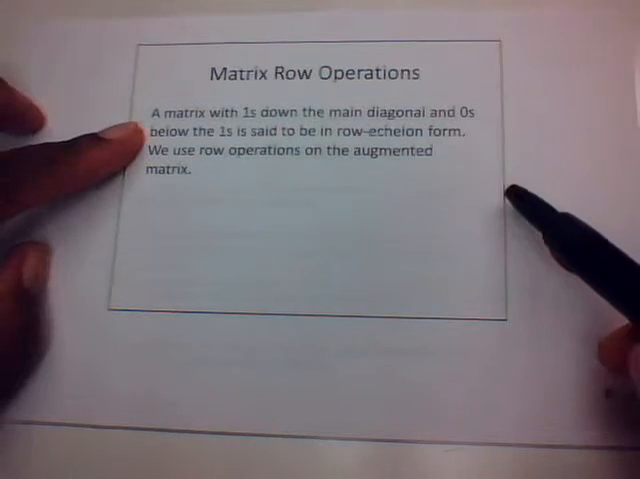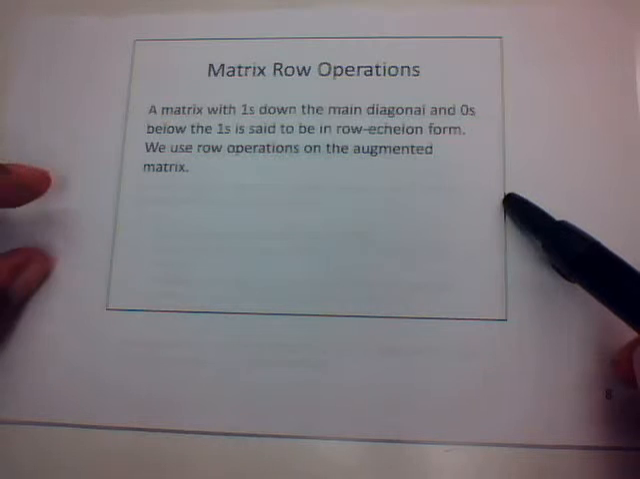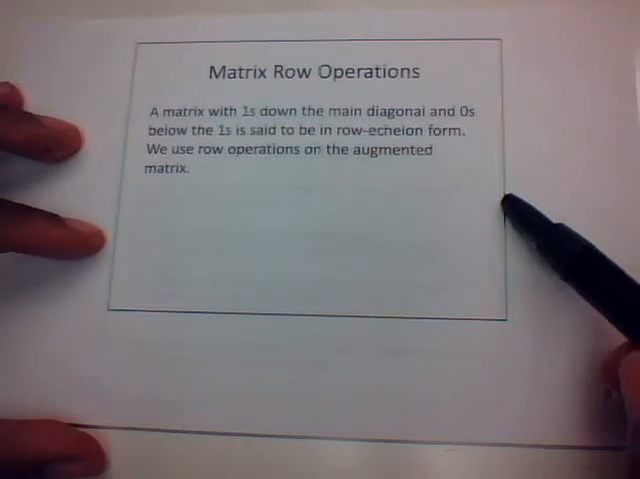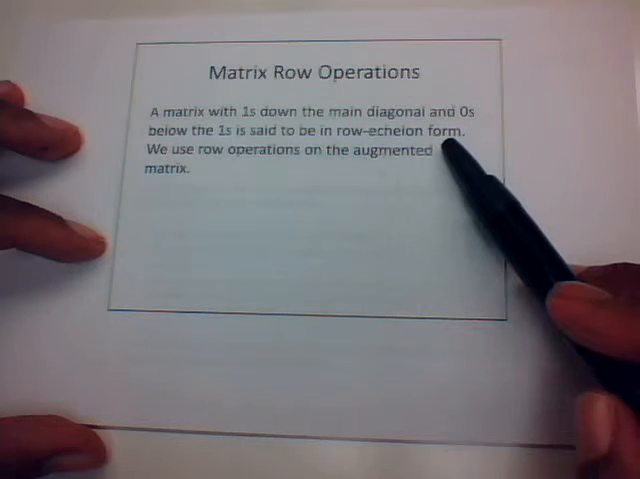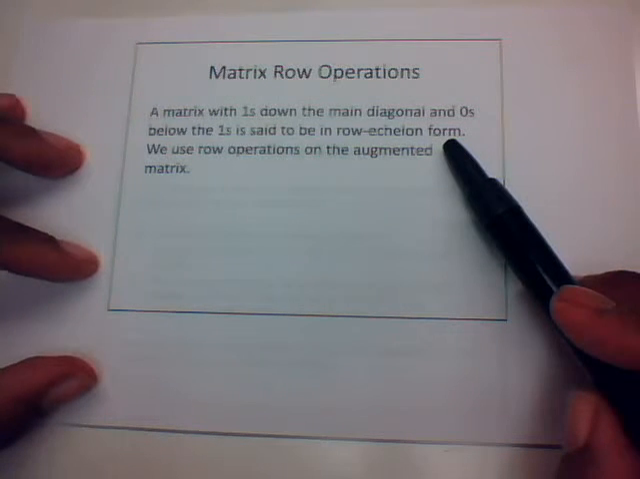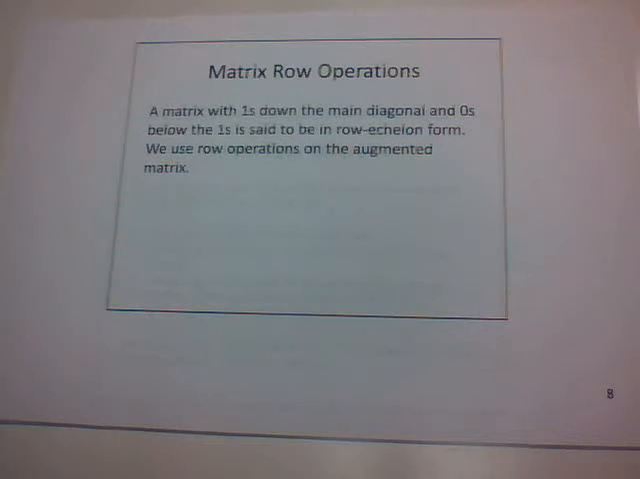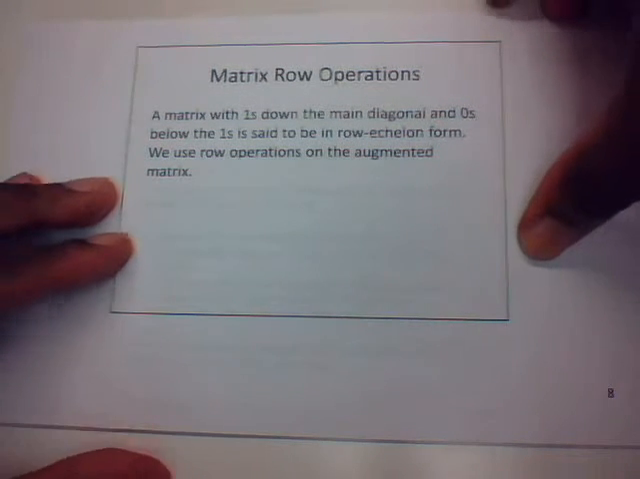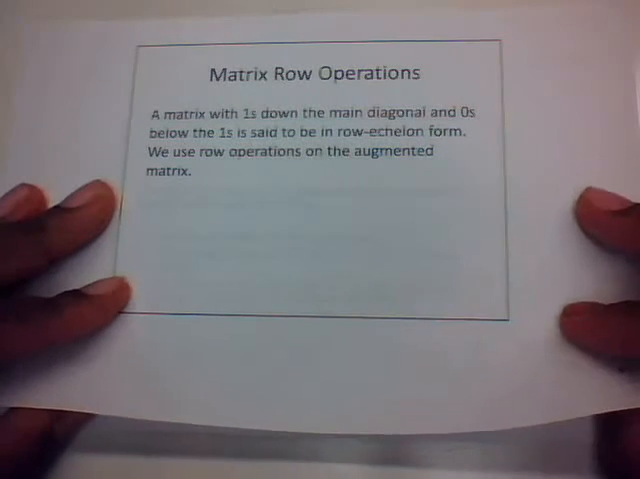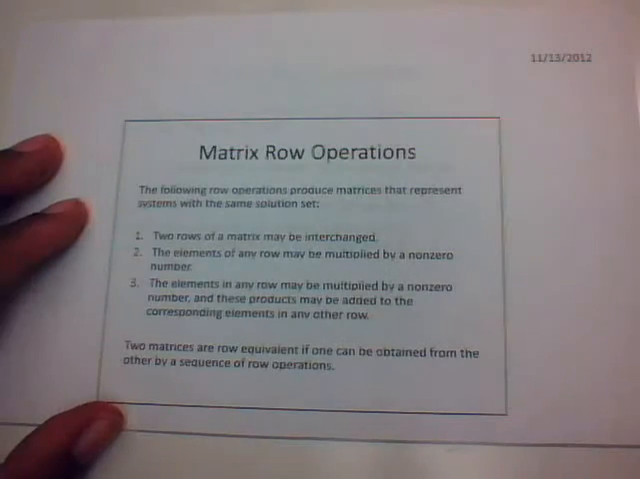A matrix with ones down the main diagonal and zeros below the ones is said to be in this particular form, which is called row echelon form. Row echelon form is where you have ones along the main diagonal and zeros below those ones. And we use row operations on the augmented matrix. So the next thing we're going to look at is row operations.